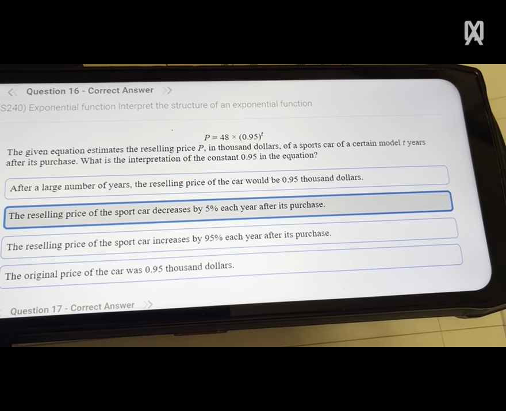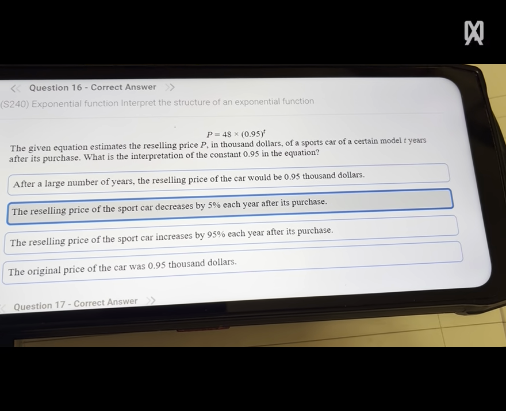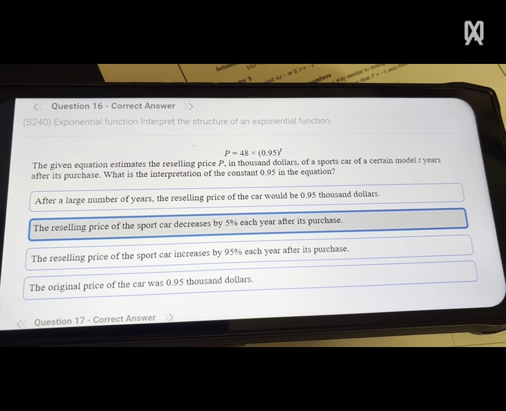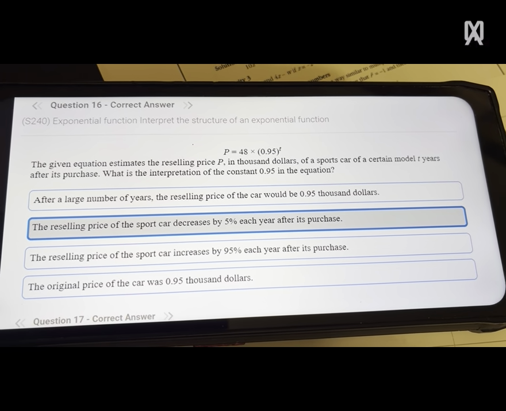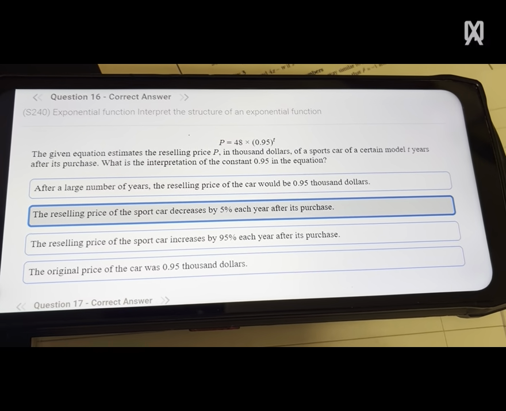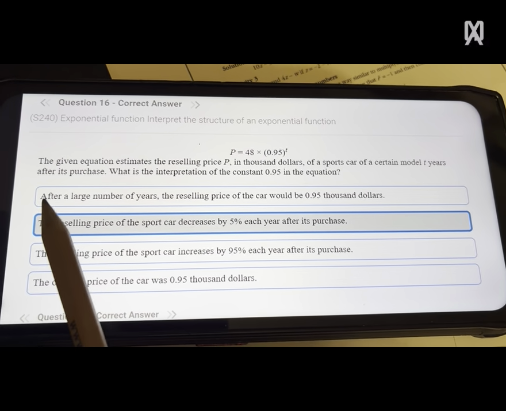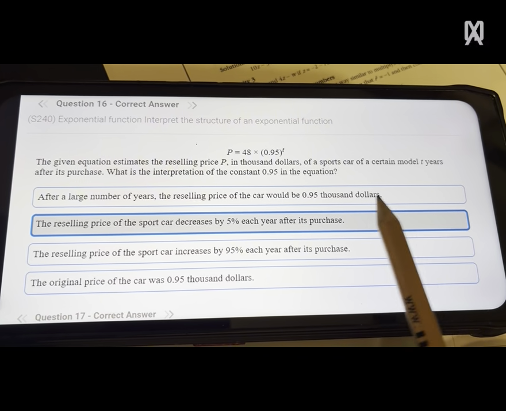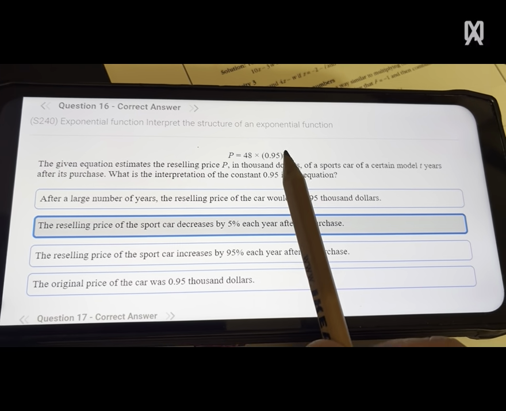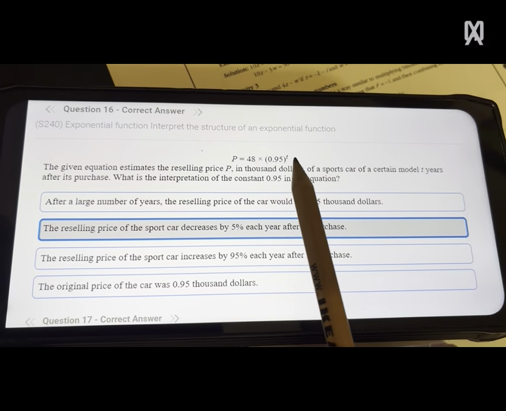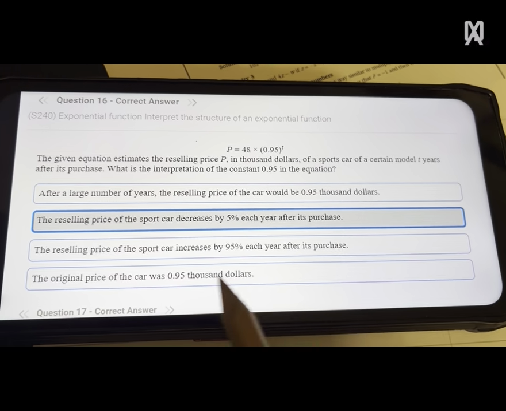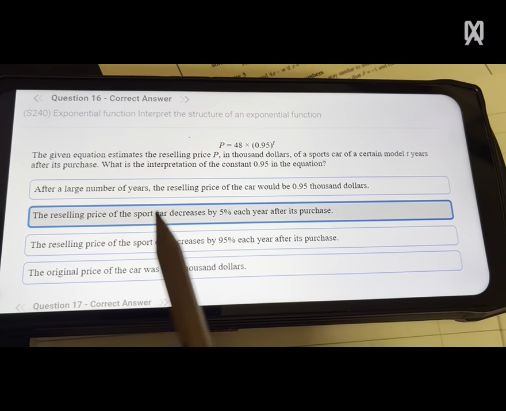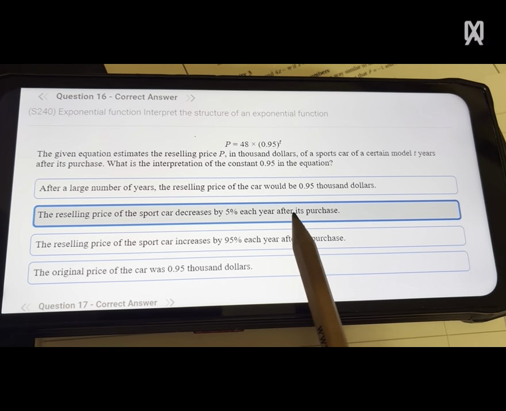Question 16, the given equation estimates the reselling price P in $1,000 of a sports car t years after its purchase. Which is the correct interpretation of the constant 0.95 in the equation? You say after a large number of years the reselling price of the car will be 0.95 thousand. Wrong, because as t increases, the value of the car will decrease, so it will not be 0.95 after many years. The reselling price decreases by 5% each year.